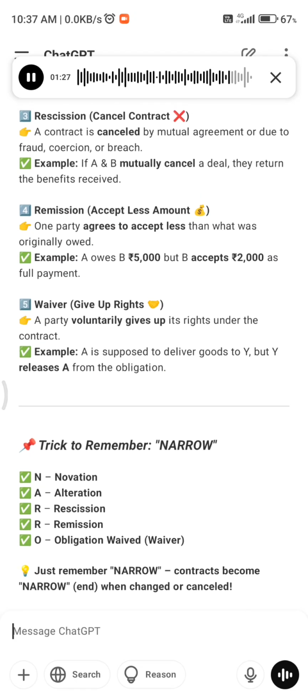Trick to remember, NARROW. N, novation. A, alteration. R, rescission, remission. O, obligation waived. W, waiver. Just remember, narrow: contracts become narrow, N, when changed or canceled.